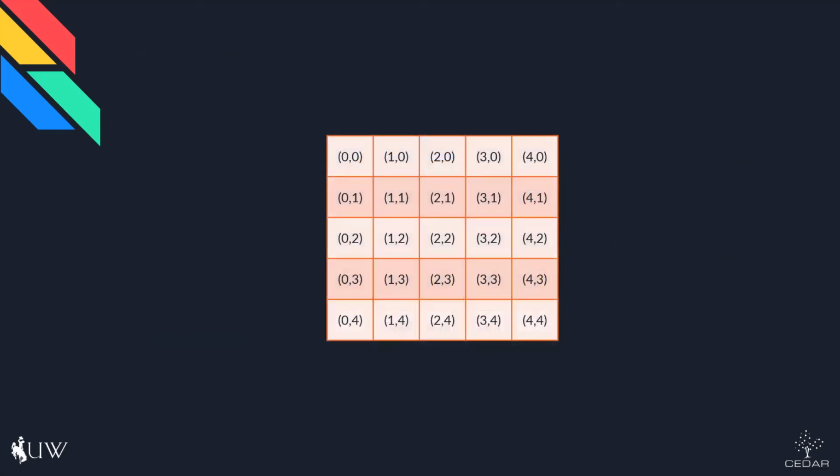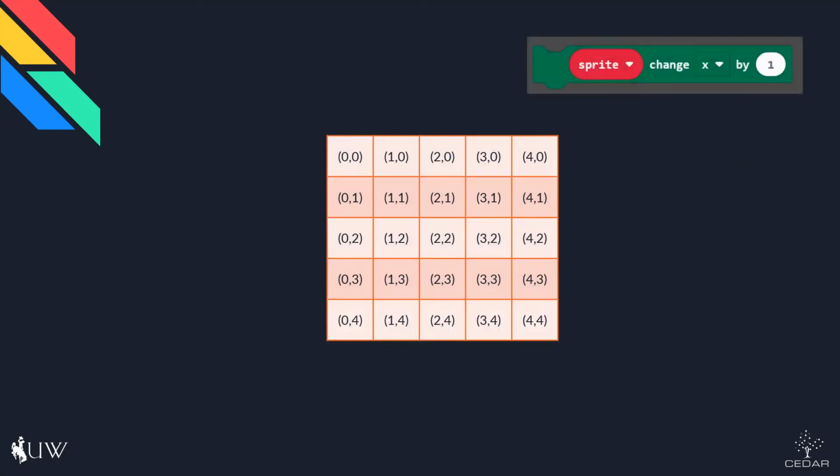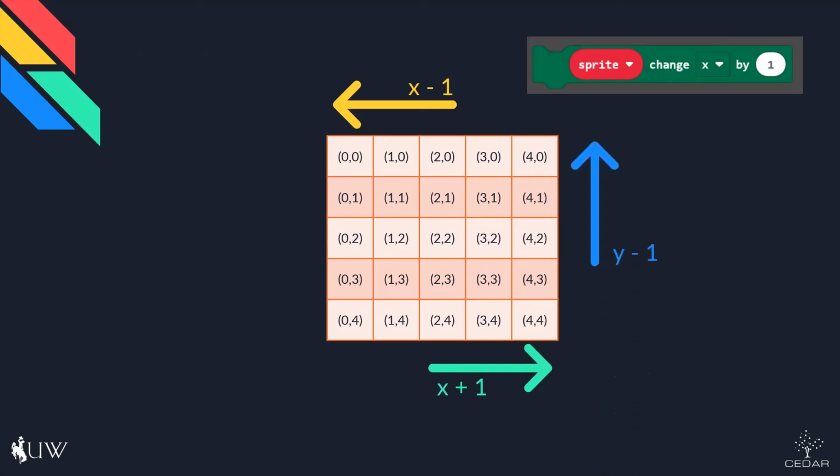Now that we know how the grid on the microbit works, we can figure out how to change the Sprite change x by 1 block to fit what we needed to do. To move the sprite left, change x by -1. To move the sprite right, change x by 1. To move the sprite up, change y by -1. To move the sprite down, change y by 1.